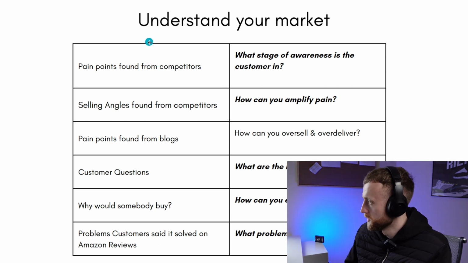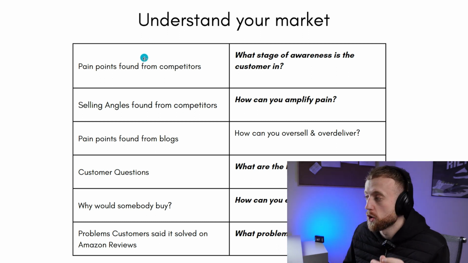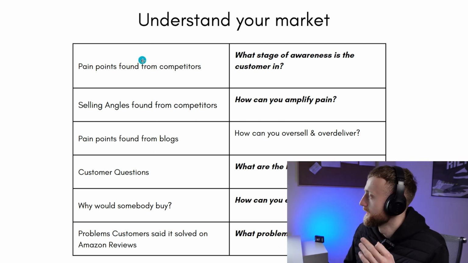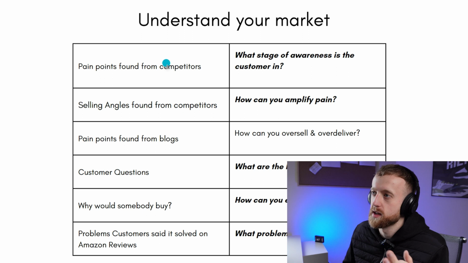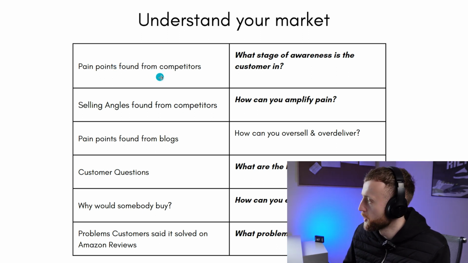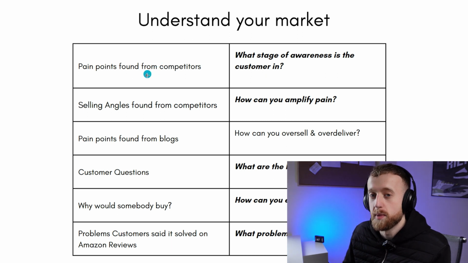Now, the selling angles. Pain points are what your competitors are triggering, and then the selling angles would be, for example, if I saw a competitor selling a dehumidifier, I might want to change the selling angle to a dehumidifier for homes with pets.